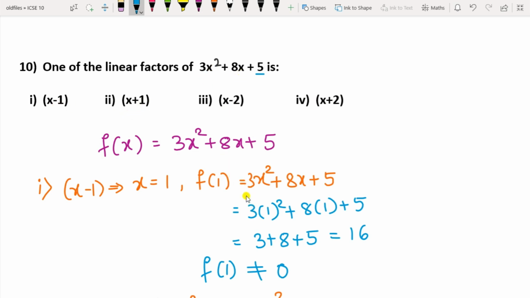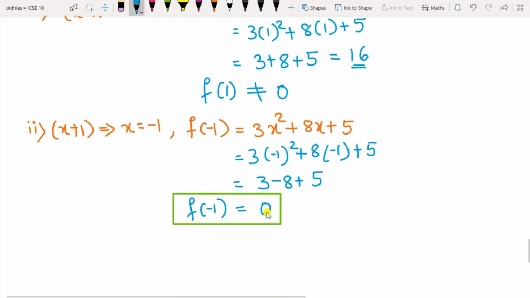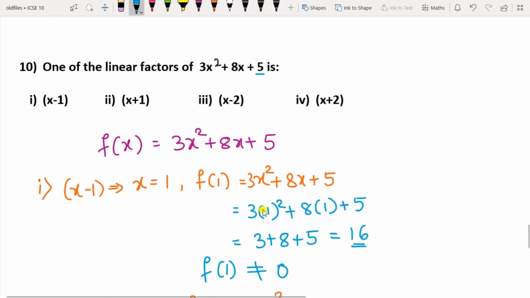So if I solve this, you should get 0. For minus 1 I have solved x minus 1 equal to 0, therefore x will become 1. Substitute the value of x as 1 here, and you get it is not equal to 0, you are getting 16. And if you substitute x equal to minus 1, therefore f of minus 1 will be equal to 0. So therefore x plus 1 here is the linear factor which satisfies the given polynomial.